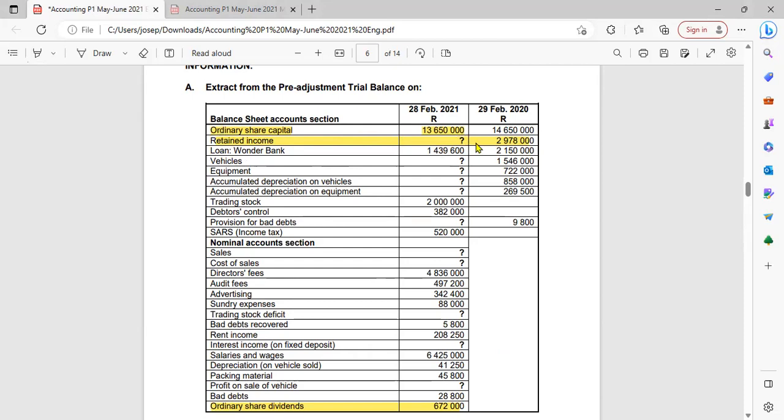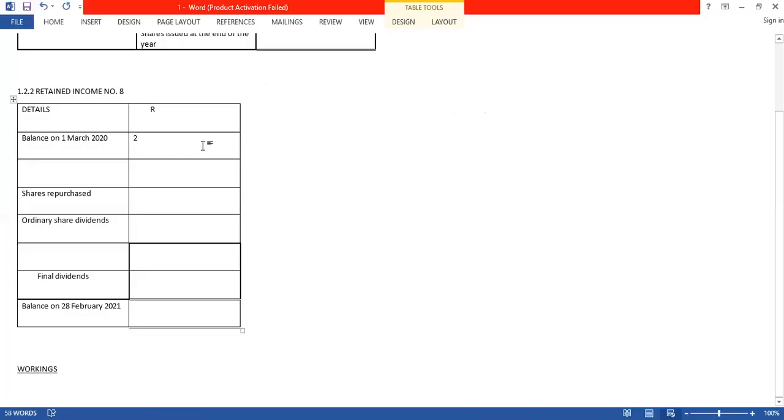So I am going to record my balance at the beginning in my answer sheet. It is 2,978,000. Let me go and record it into the answer sheet that I've prepared. So the balance at the beginning is 2,978,000, the balance on the 1st of March 2020, right? Right now we are going to look for net profit after tax.